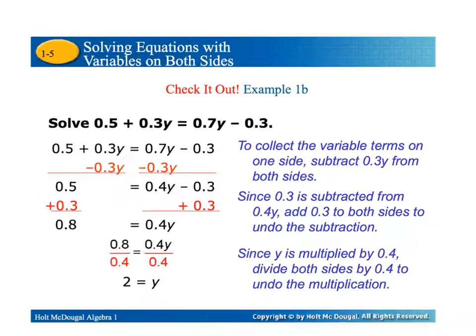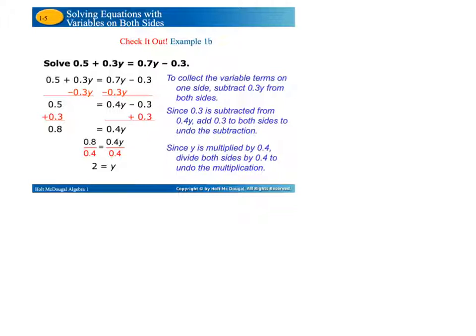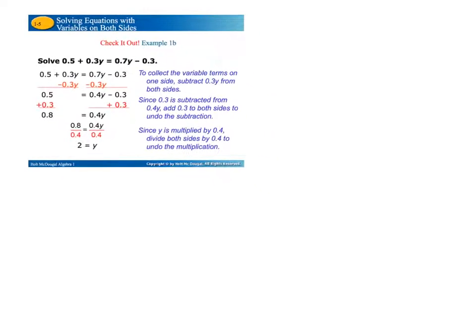Here is another example, and now we have some decimals. However, the process is the same. I want to group or collect all my variables on one side and then group all of the numbers without letters on the other side. So if I take my original problem, 0.5 plus 0.3y is equal to 7/10 y minus 3/10. I need to group the y's.